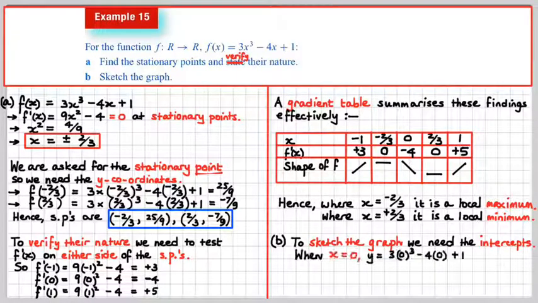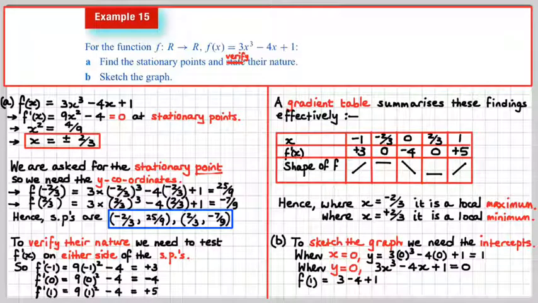Now, when x is 0, y is going to be 1. When y is 0, we've got to work out what x is going to be. They're the x-axis intercepts we're coming up with now. That's the y intercept.